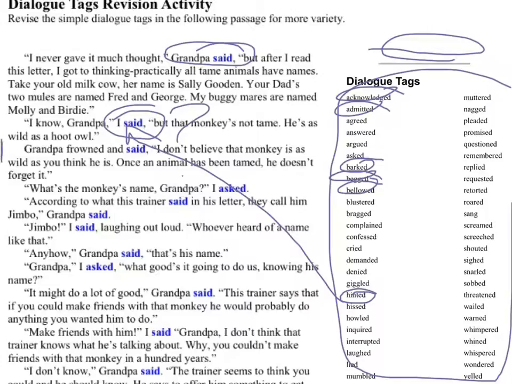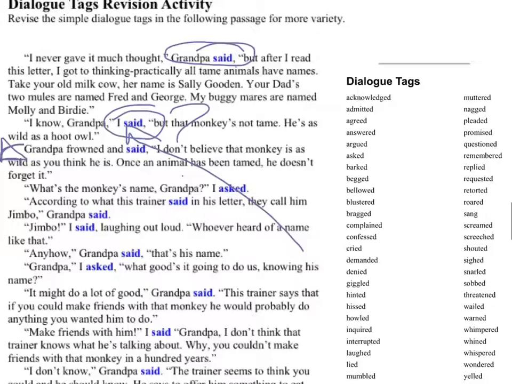So it sounds like Grandpa's getting a little frustrated. So instead of just said, we want to find a dialogue tag that will tell us that Grandpa's kind of frustrated. So a little stronger word even than just said might be retorted. So maybe Grandpa frowned and retorted. Or maybe he nagged. Or maybe he blustered. But he probably didn't snarl or sob or threaten because he's just kind of annoyed at this point. He's frowning, so we know that he's a little bit annoyed.